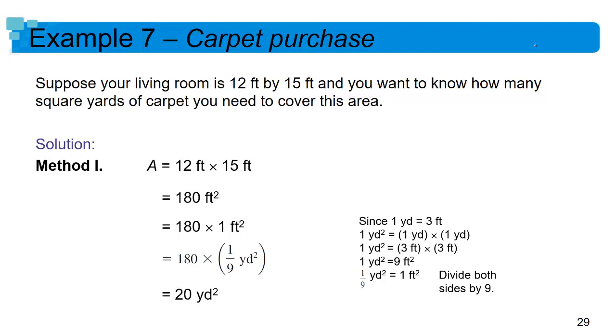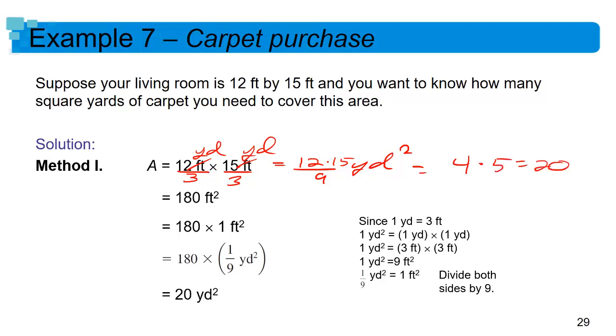But you could also think of it this way. A yard is 3 feet. So wouldn't you just divide this by 3 to turn it into yards, and then divide this by 3 to turn that one into yards? And then do you see how you have 12 times 15 all over 9 yards squared? And there's how you get the same thing, because 12 times 15 is 180, and then you divide by 9. I'm just doing this to illustrate why you divide by 9, but wouldn't it make the math a lot easier to just do 12 divided by 3 is 4, 15 divided by 3 is 5, and there's your 20.